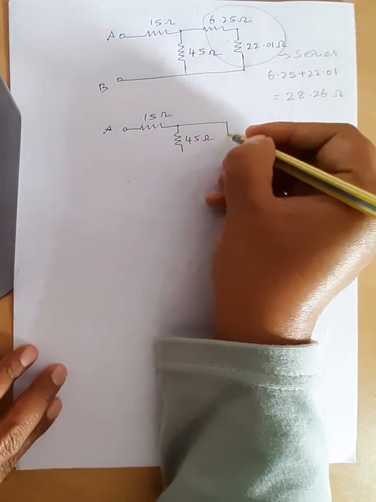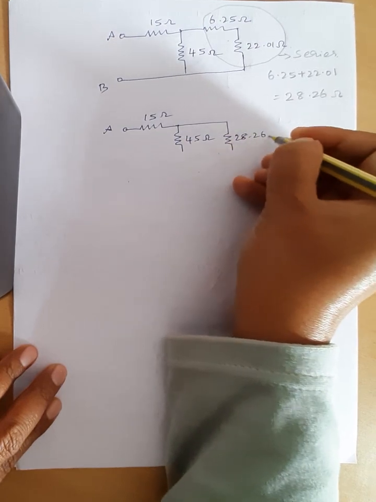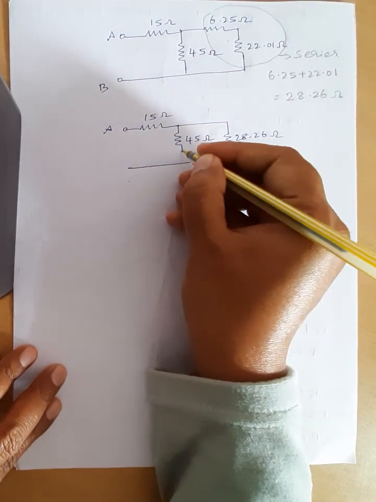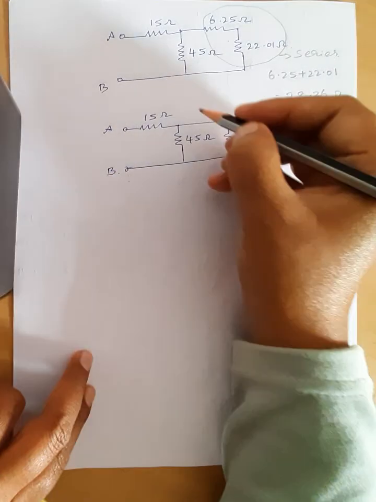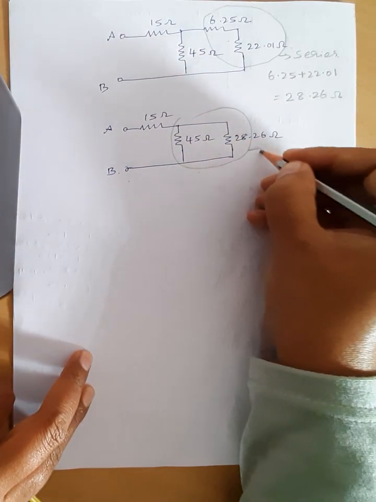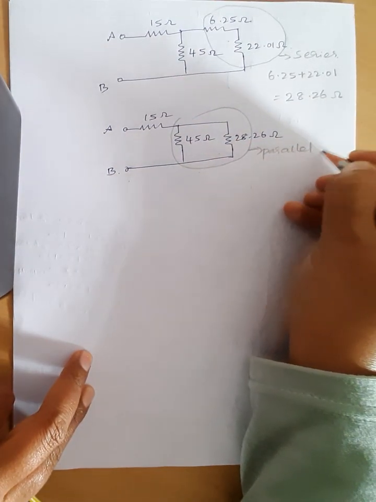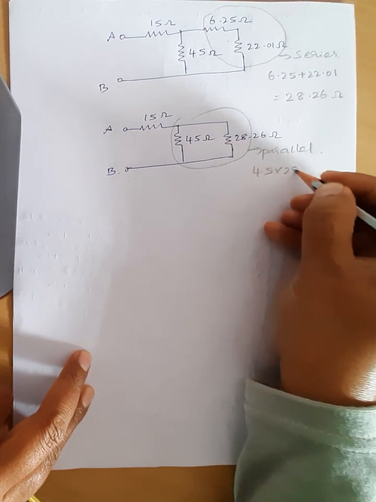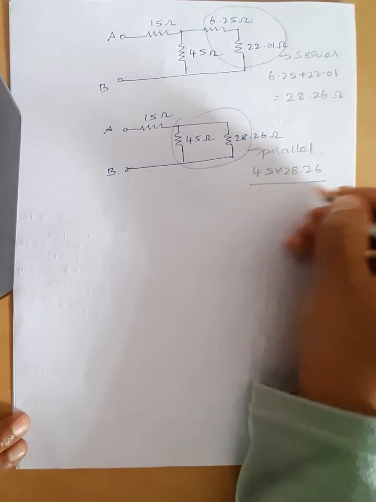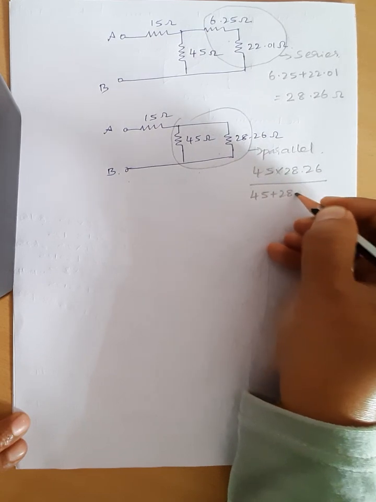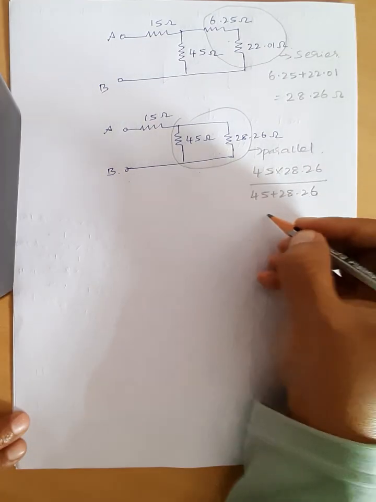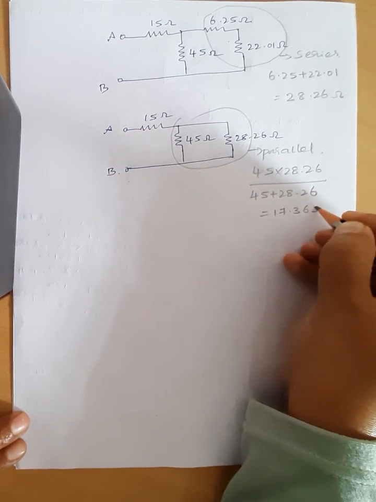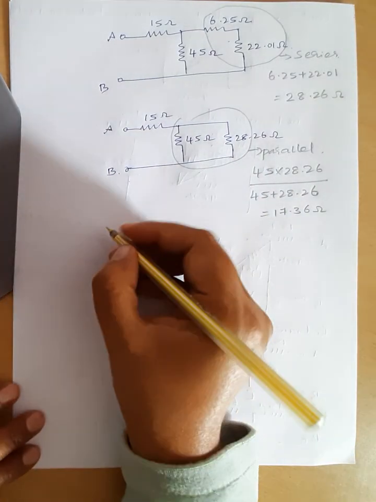45 ohm, 28.26 ohms. Now if you observe, again these two become a parallel connection. So 45 into 28.26 divided by 45 plus 28.26. You will get 17.36 ohms. Now replace that 17.36 ohm in the circuit.